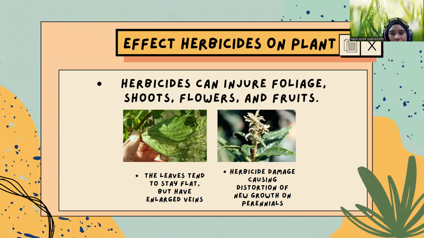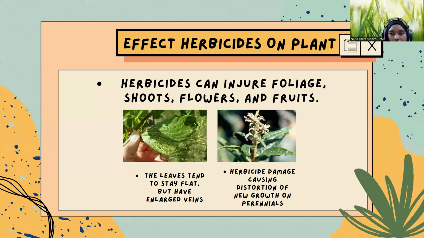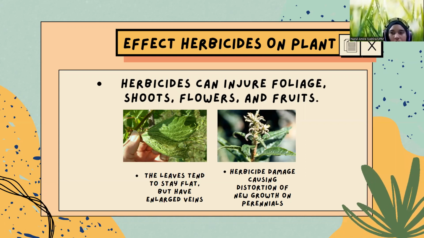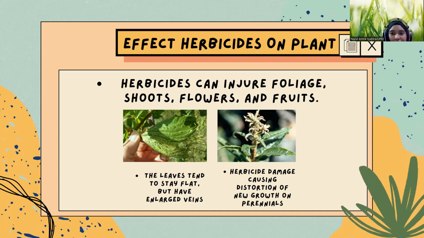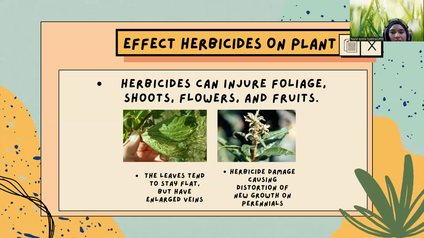Herbicide symptoms may be visible for a few days to several years depending on the herbicide involved, plant species, stage and rate of growth, environmental and soil conditions, and cultural practices. As we can see in the picture at the bottom, the leaves tend to stay flat but have enlarged veins, causing distortion of new growth on perennials. Next slide.